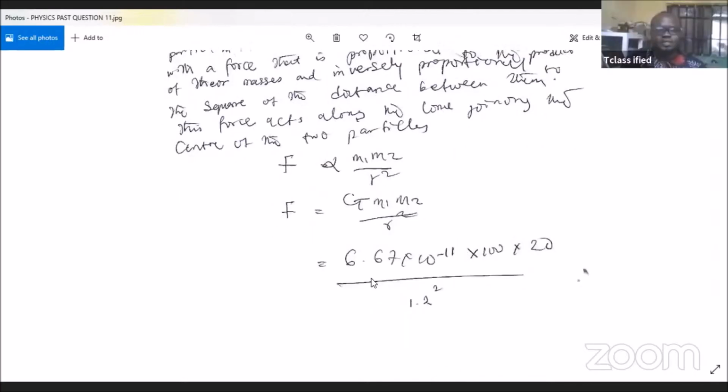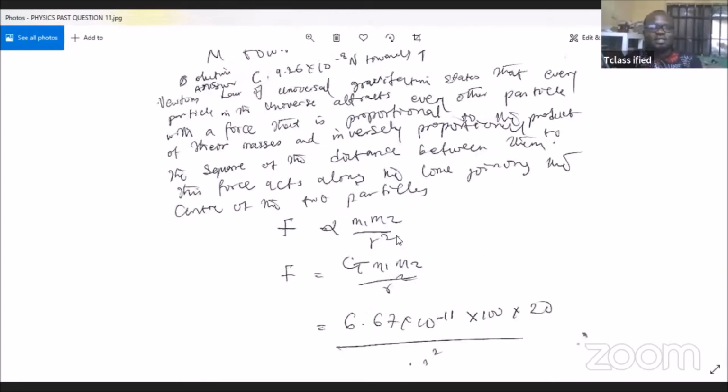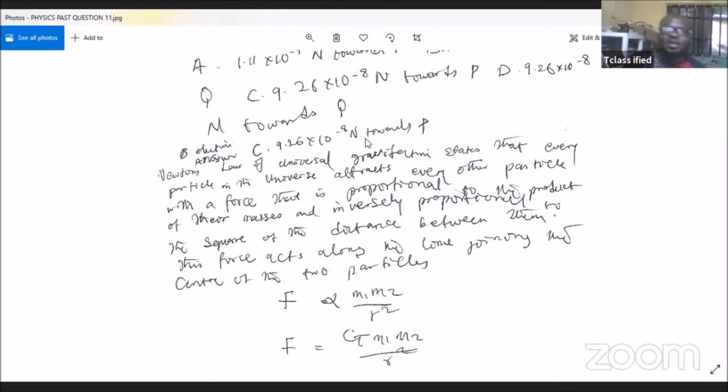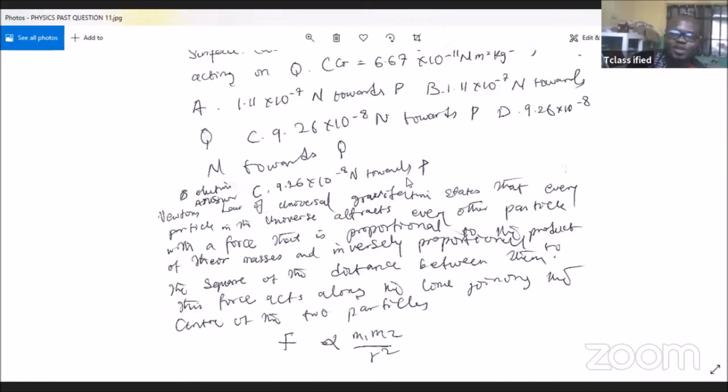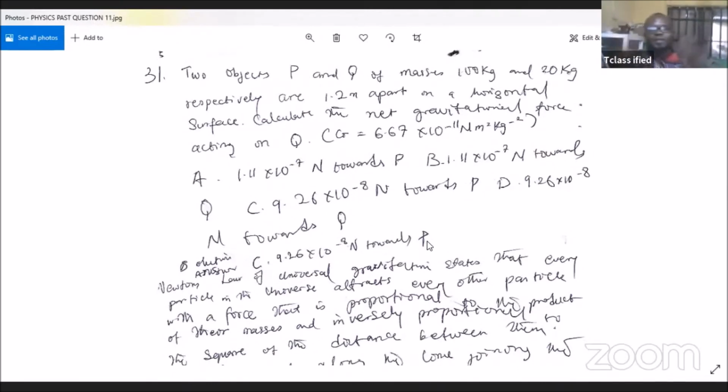So if you substitute these values, G is given as 6.67 times 10 to the power minus 11. The two masses are 100 and 20, that is 120 all over 1.2 squared. So if you do this calculation, you get 9.26 times 10 to the power minus 8. And it must be towards P, not towards Q, because Q must be attracted towards P in order to obey Newton's law that says that two of them must be attracting each other. Do you understand that?